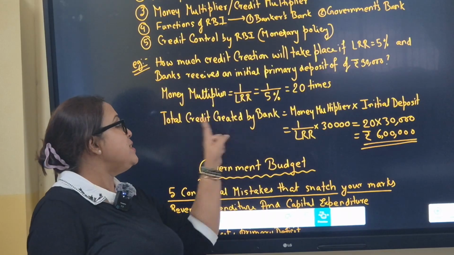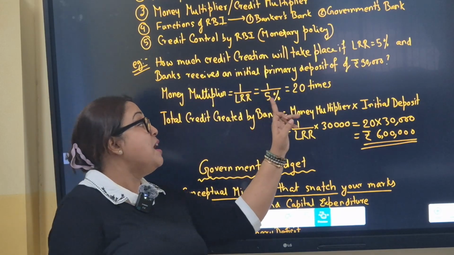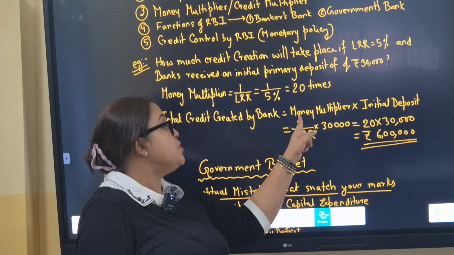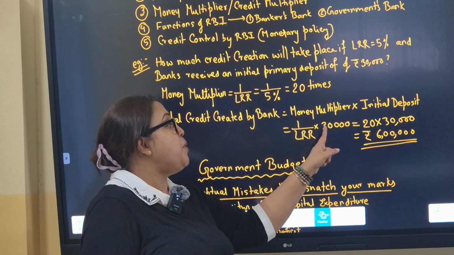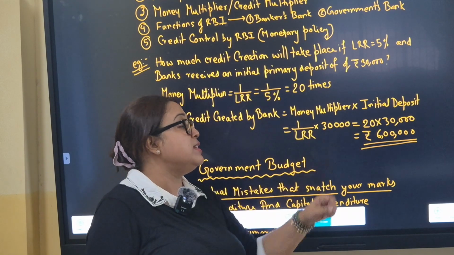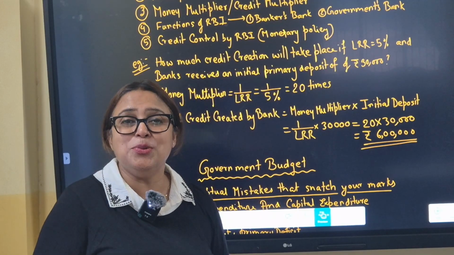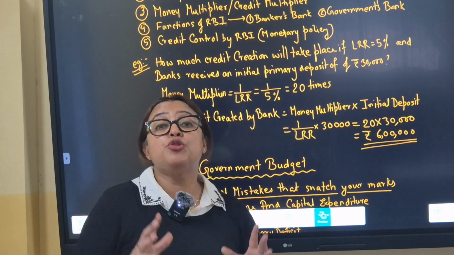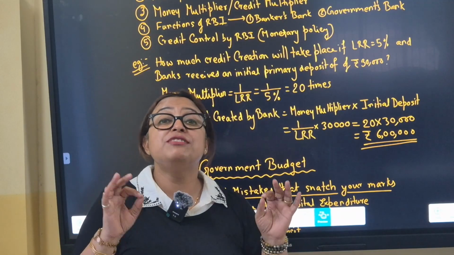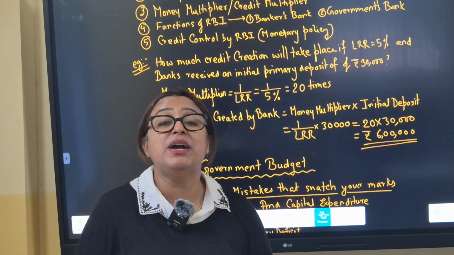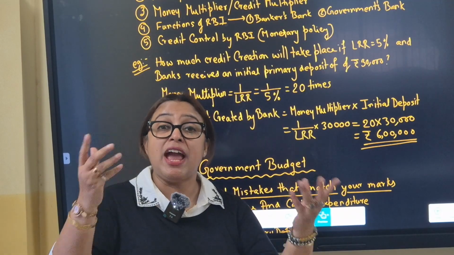So total credit created by the commercial bank is money multiplier into initial deposit. Money multiplier is 1 by LRR. Initial deposit was 30,000. So 20 into 30,000 is 6 lakhs. So from an initial deposit of only 30,000, the commercial bank has been able to create a total deposit of 6 lakhs of rupees. This is how money gets multiplied by the commercial bank's process of advancing loan.